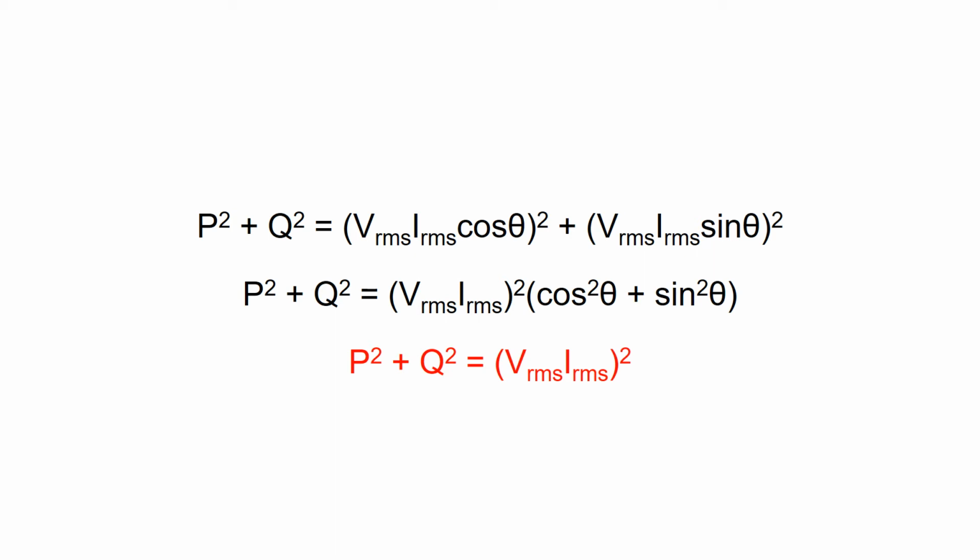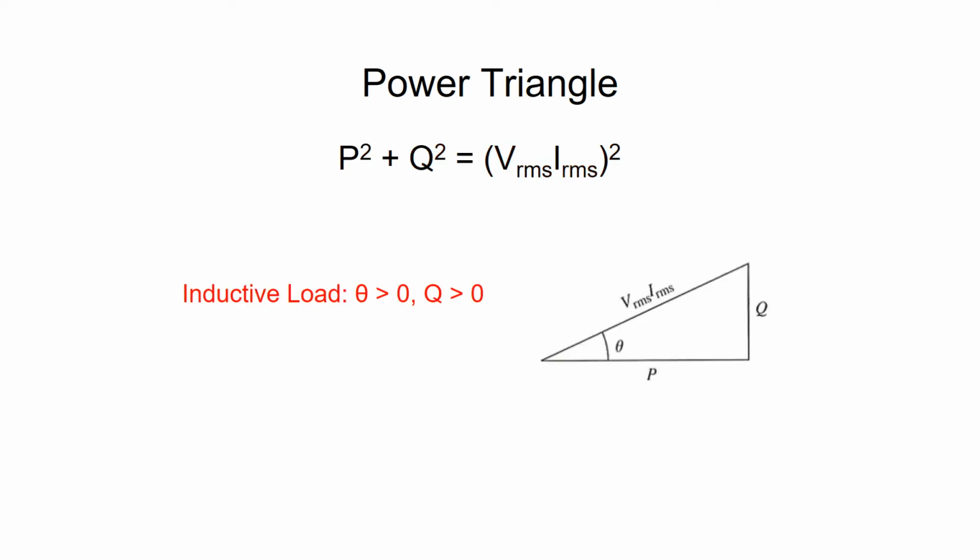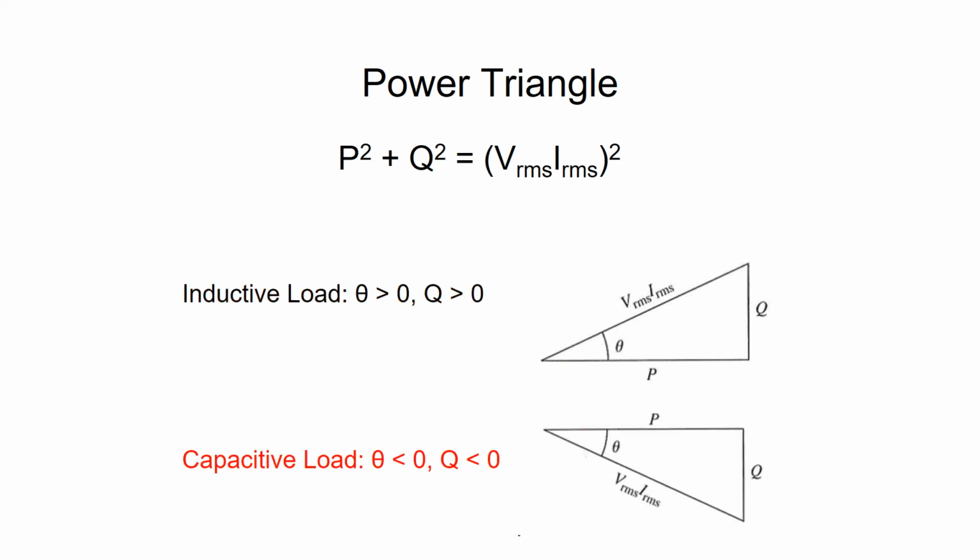It looks a lot like the Pythagorean theorem. And in fact, we can show this relationship among P, the real power, Q, the reactive power, and V RMS I RMS, the apparent power. We can show that these can be represented by what's called a power triangle. For an inductive load, the power angle is positive, as is the reactive power, and the power triangle is drawn as shown in the figure. Whereas for a capacitive load, the power angle and the reactive power are both negative, and the power triangle is drawn as shown in the figure in the bottom right corner.